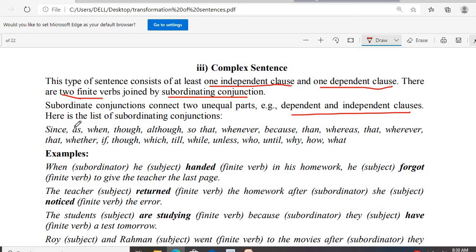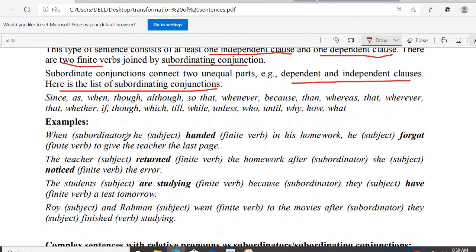Here is a list of subordinating conjunctions. So let's see the subordinating conjunctions. These are the most commonly used subordinating conjunctions, but there are other subordinating conjunctions than this list. Examples, when. So you see, these are the subordinating conjunctions.